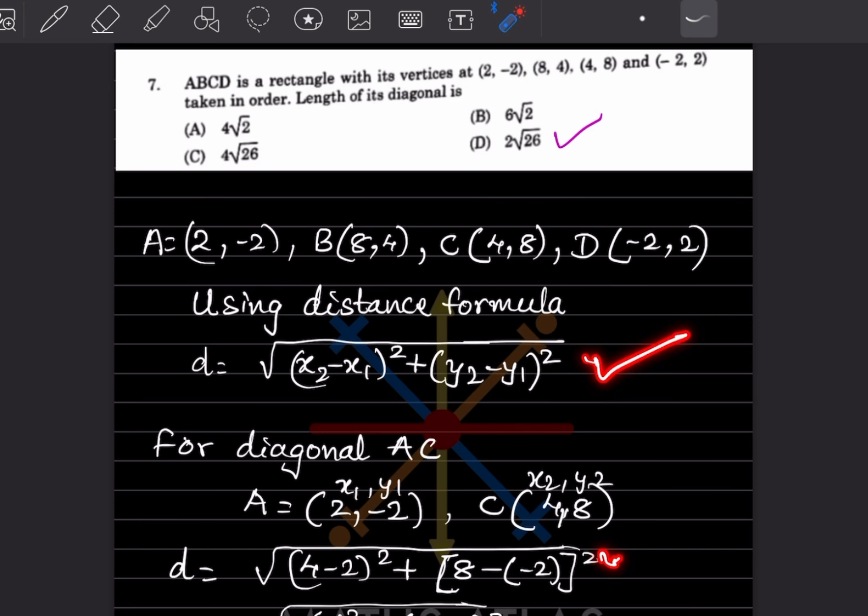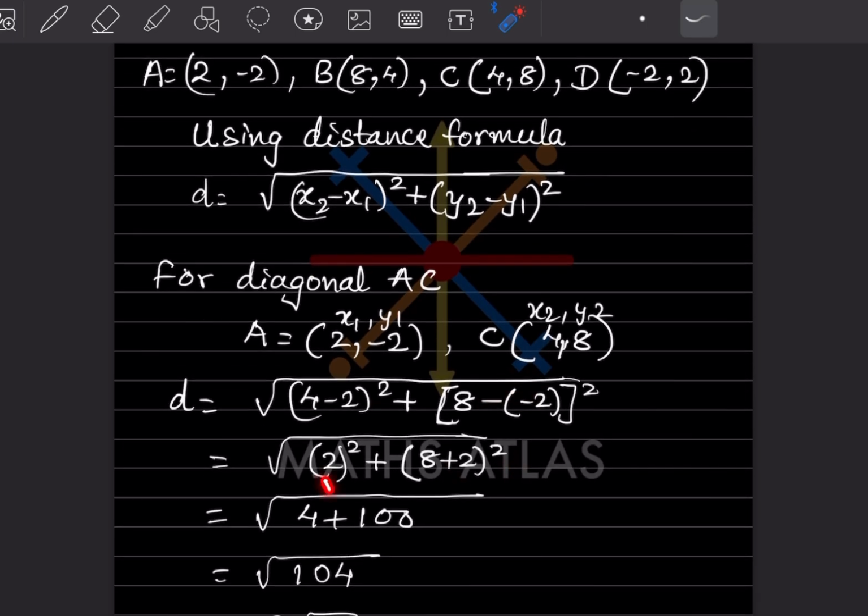So we are going to plug it into this formula. After doing that, we get (4 minus 2) whole square plus (8 minus minus 2) whole square. So this will be 2 whole square, and minus and minus becomes plus, so (8 plus 2) whole square. So 2 squared will be 4 and 10 squared will be 100. So this is root of 104. Let us simplify this one.